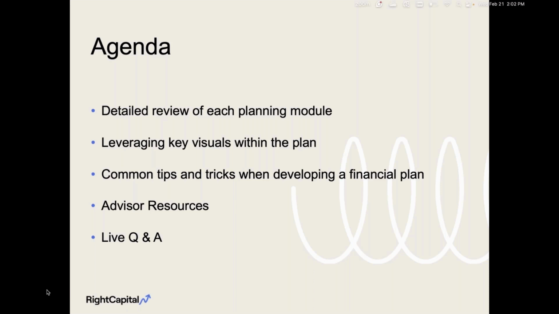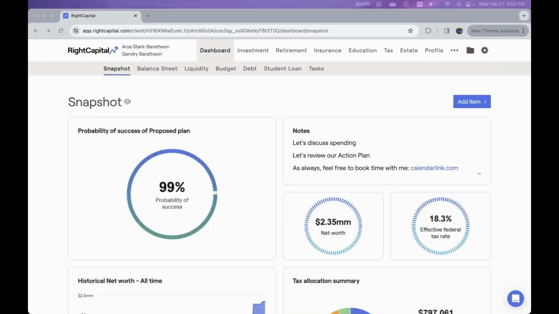And so shifting gears into RightCapital, the first thing that we're going to be addressing today is going to be, of course, when we first open up a client plan, our dashboard snapshot section. Today, we're going to be looking at the Baratheon family plan.